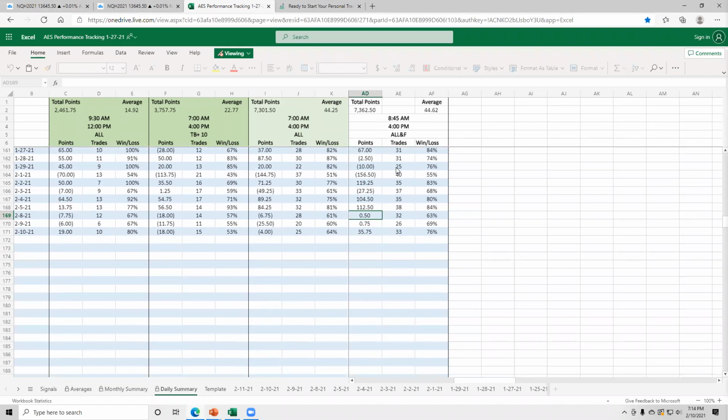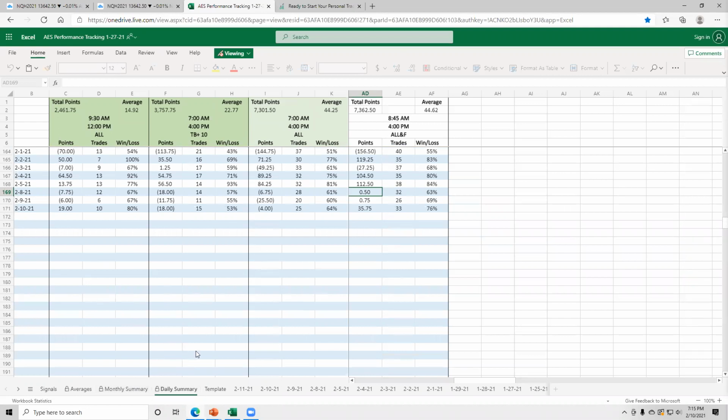That way you're going to be able to see exactly what we are doing throughout the live trading room. So here we're tracking from 7 to 4, and here we're tracking from 9:30 to 12, but our live trading room opens at 8:45. So if you want to join the room, stay with us throughout the day until we say we're done trading for the day. We're going to start that as of January 4th.